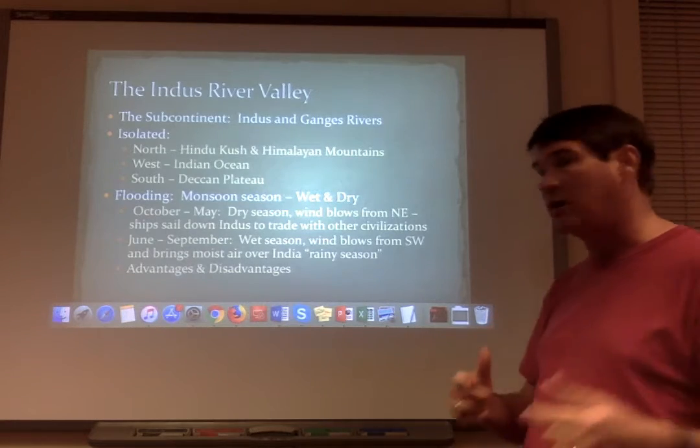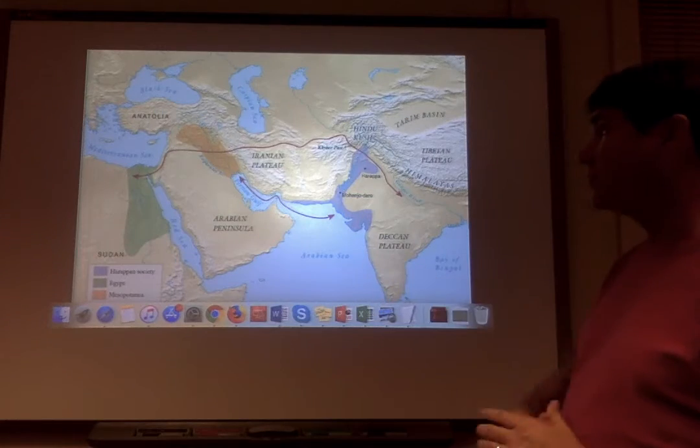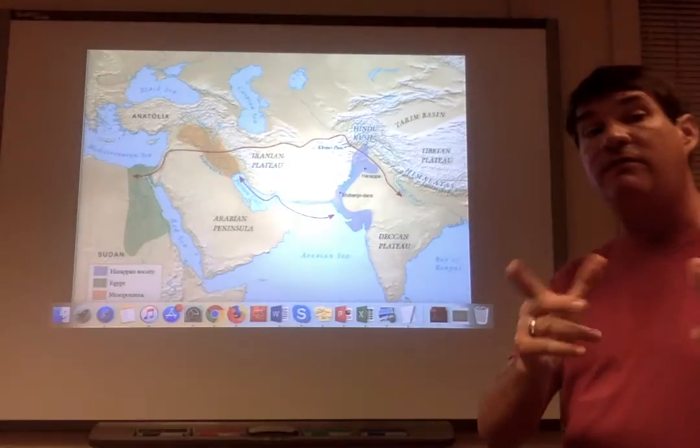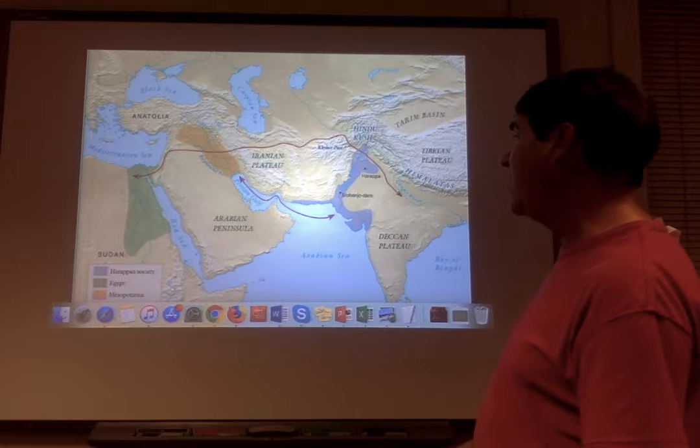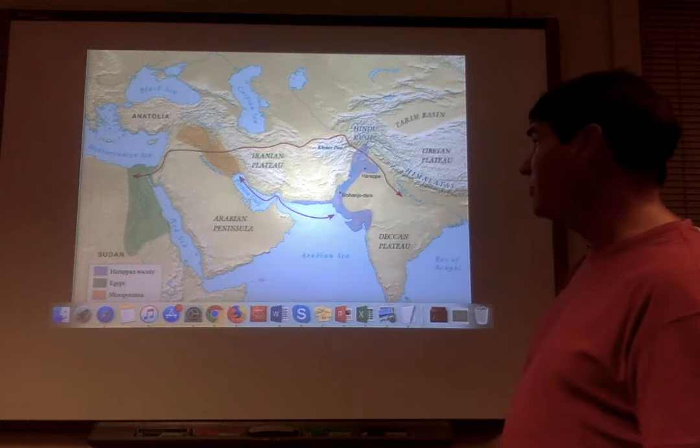So let's take a look at what we're talking about. All right, so here's our map. Here are the river valleys that we've covered. We've covered Mesopotamia, we've talked about Egypt, and now we are on to the Indus River Valley, which is here in purple.